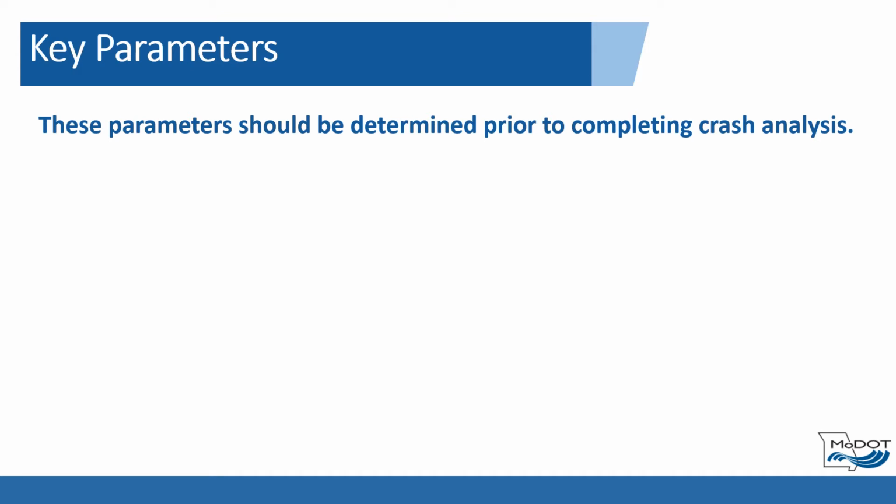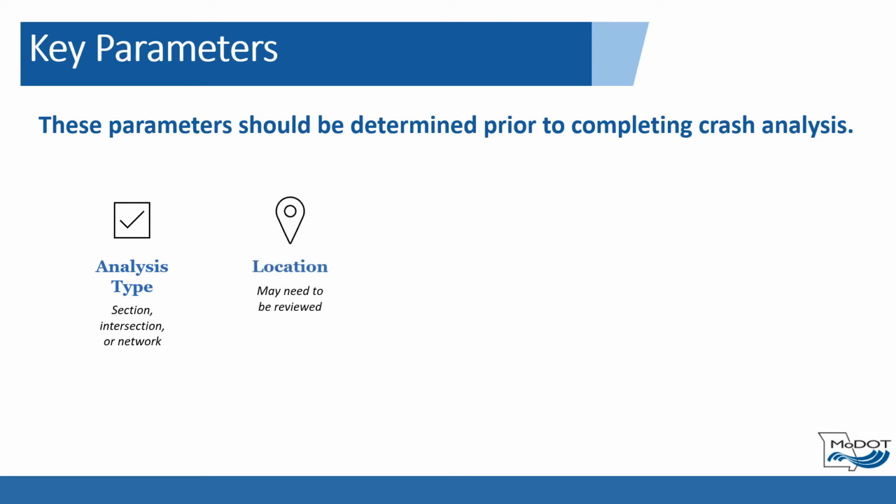Parameters to be determined prior to completing an existing safety analysis include the following. Analysis type. There are 3 types of existing safety analyses, and the type of crash analysis can differ based on the project type. Location. Sometimes the specific locations of crashes may not be documented correctly or documented to the level of detail needed to pinpoint its location. The accuracy of the reported location of crashes may need to be reviewed if possible. Locations of crashes should be specifically scrutinized at interchanges to ensure accuracy.